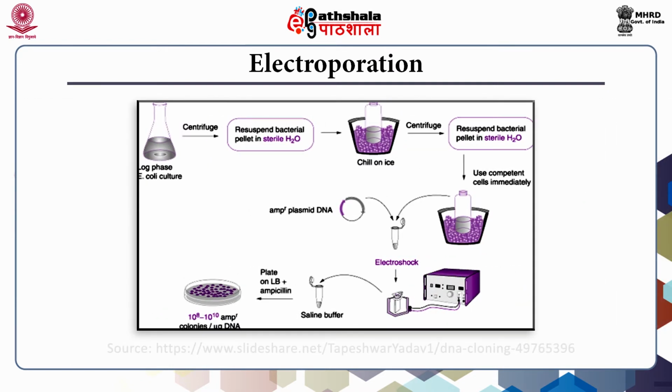Electroporation is another way of transforming the ligated DNA products. Log phase E. coli culture is centrifuged and the pellet is resuspended in sterile water. After repeated chilling and resuspension in sterile water, plasmid DNA is added immediately, followed by an electric shock, and saline buffer is added and plated on agar plates containing ampicillin.